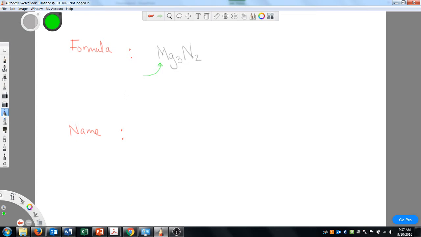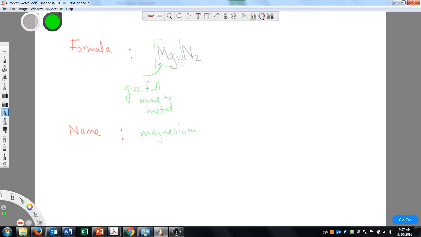So when we're naming the formula, we're going to give the full name to the metal. So we're going to call him magnesium. Obviously, we call him magnesium. But when you see the metal, you go to the periodic table, you see where it lives. If it's in the main group metals, you just write his name, simple as can be, nothing else.